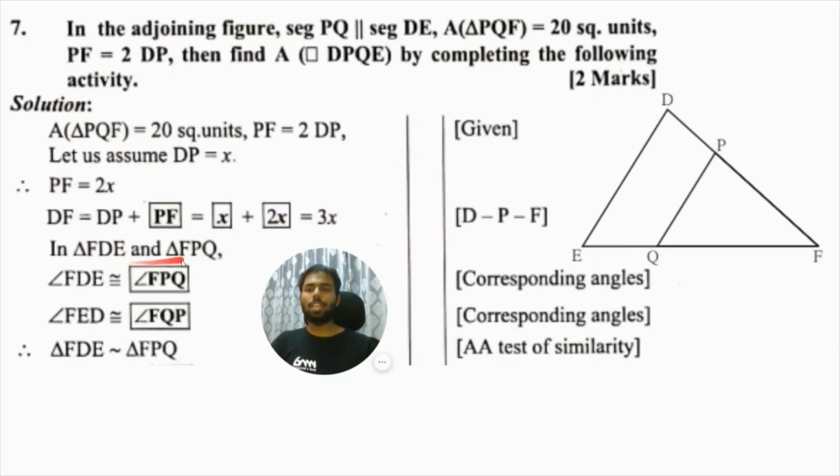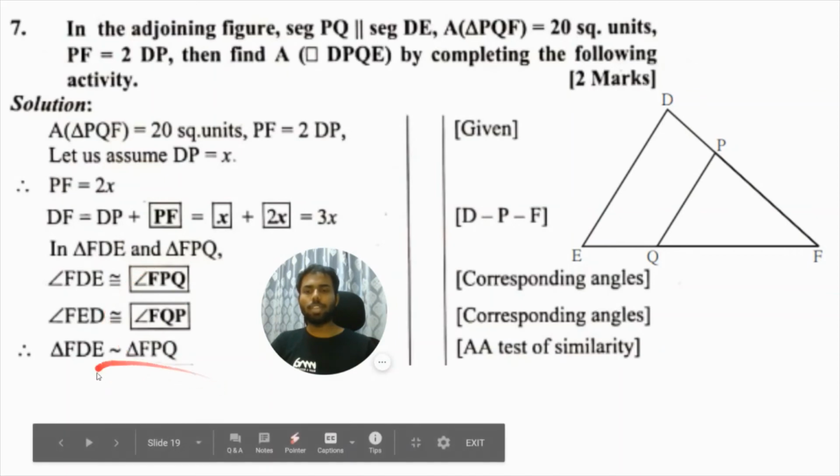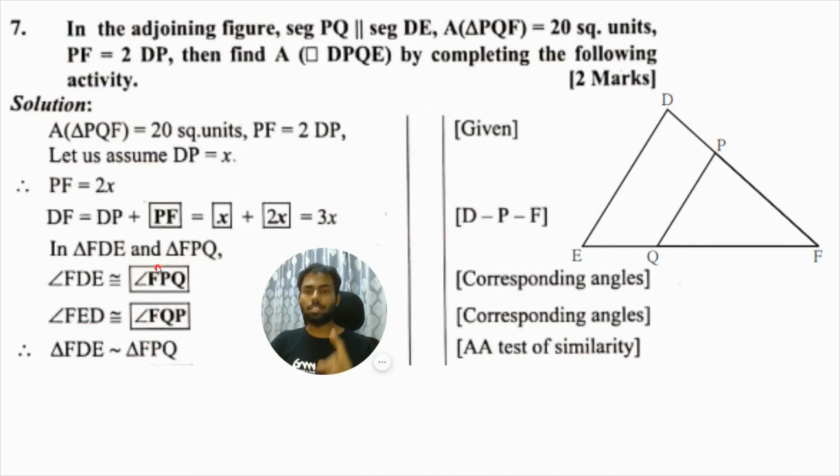Then triangles FDE and FPQ, they are trying to prove that these two triangles are similar so that they can use the theorem of areas of similar triangles. Using that theorem, this answer is going to come. So they are trying to prove that these two triangles are similar. How will you prove it?